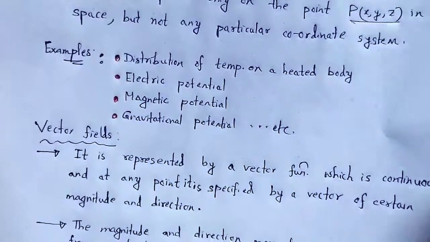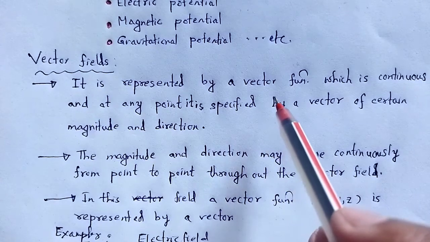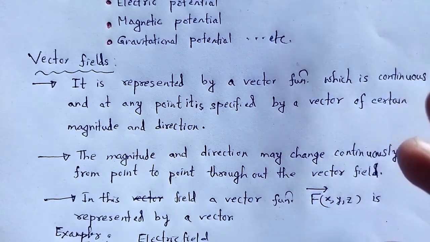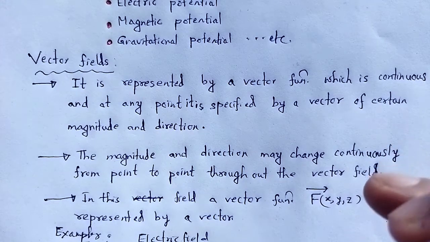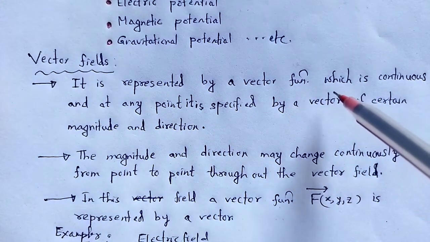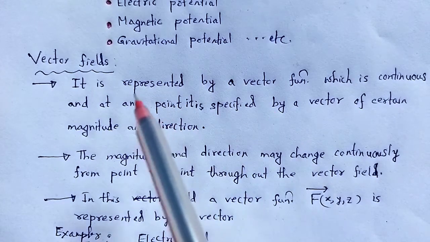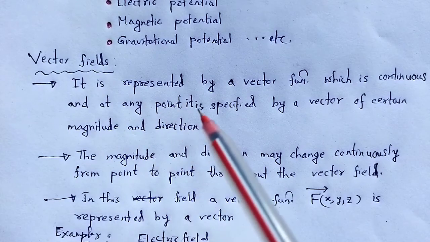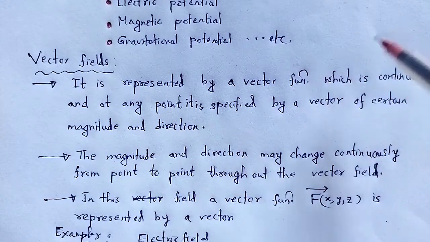Another type of field is the vector field. How do we define the vector field? It is represented by a vector function. In the case of a scalar field, each point of the region is associated with a continuous scalar function, but in a vector field it is represented by a vector function which is continuous, and at any point it is specified by a vector of certain magnitude and direction.